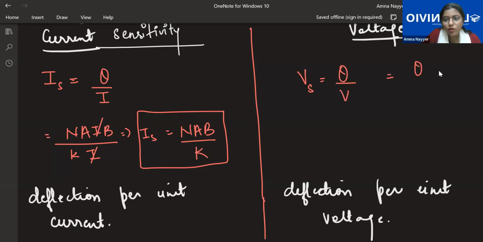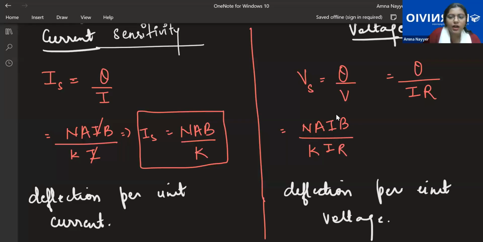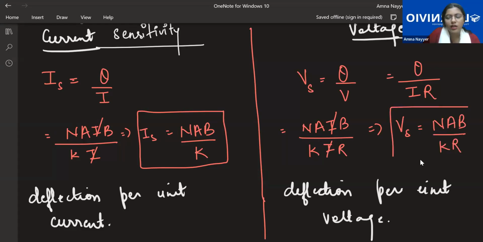Now, according to Ohm's law, we know what V is. It is equal to I into R. Now, let's put the value of theta: NIAB by K. And here we have I into R. Current will be cancelled. What is Vs equal to? NAB divided by K into R. This is voltage sensitivity.